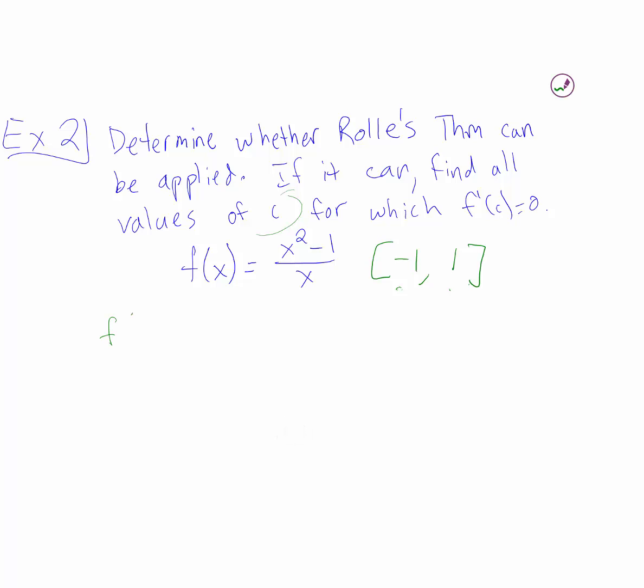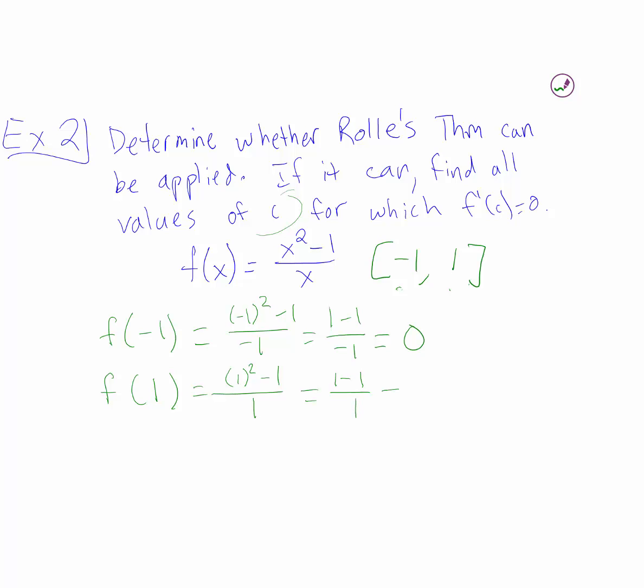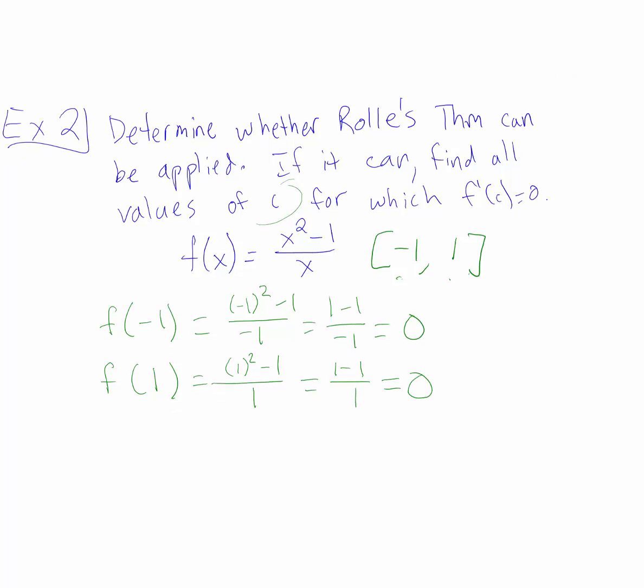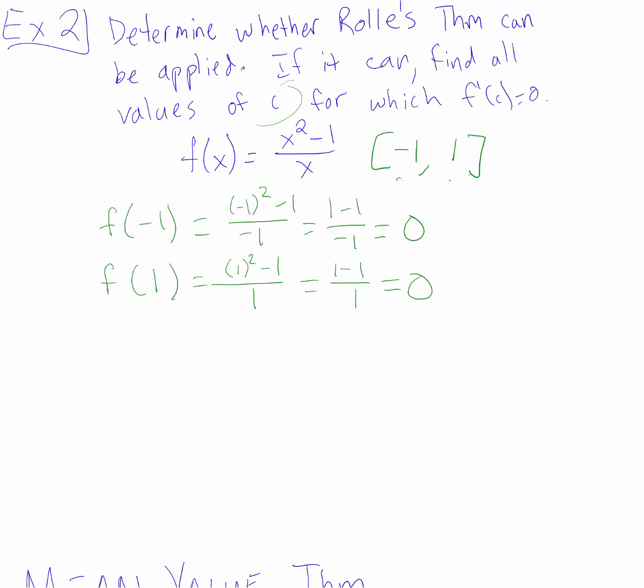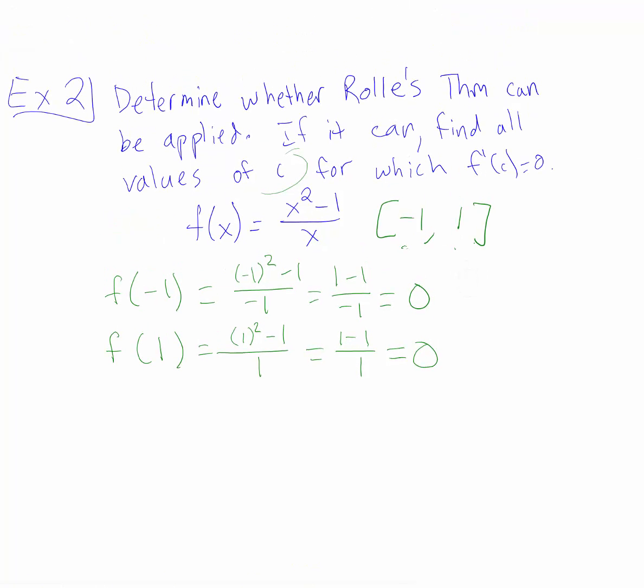So we'd say f of -1 is equal to (-1) squared minus 1 over -1. It's 1 minus 1 over -1, which is 0 over -1, or just 0. Then f of +1 is (+1) squared minus 1 over +1, which is again 1 minus 1, this time over +1, but in any case it's 0. So f of a equals f of b. So in that case, we're going to try to test Rolle's theorem. We need to find where the derivative equals 0.